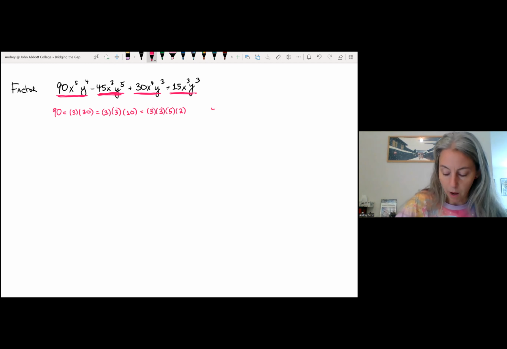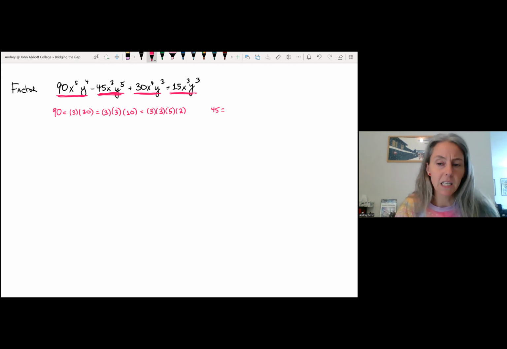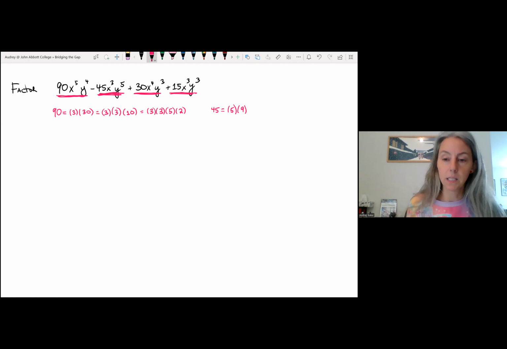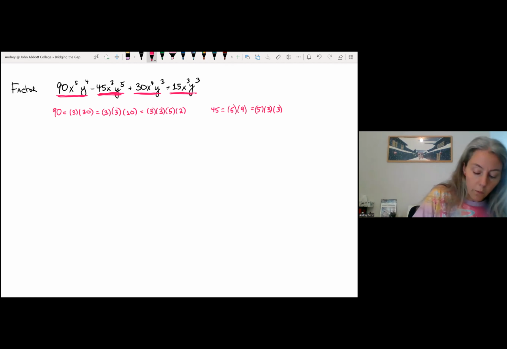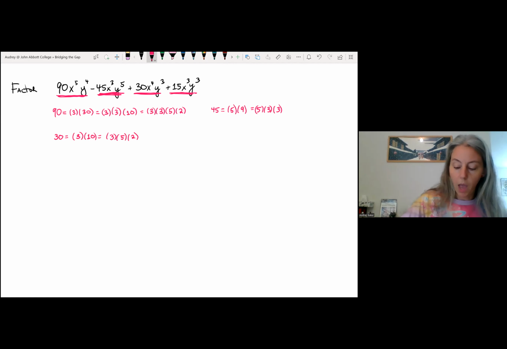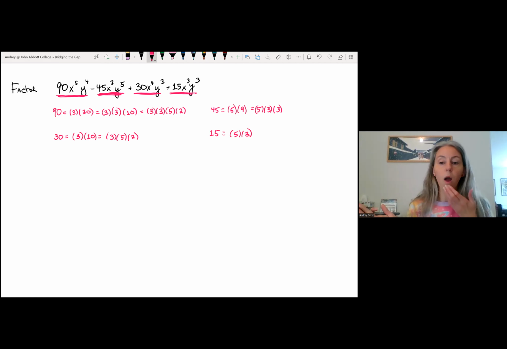Now I'm going to do the same thing for 45. I immediately see that 45 is divisible by 5. And so 45 divided by 5 is 9. But 9 is not prime and is in fact 3 times 3. So this is 5 times 3 times 3. Now we'll do the same thing with 30. We've already done it because we saw it inside the 90. We saw that 30 was equal to 3 times 10, which was equal to 3 times 5 times 2. And then for the 15, 15 is just 5 times 3. All right, so we've written them out in their prime factored forms.